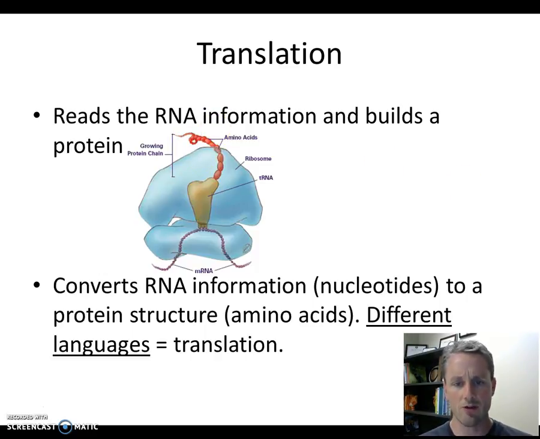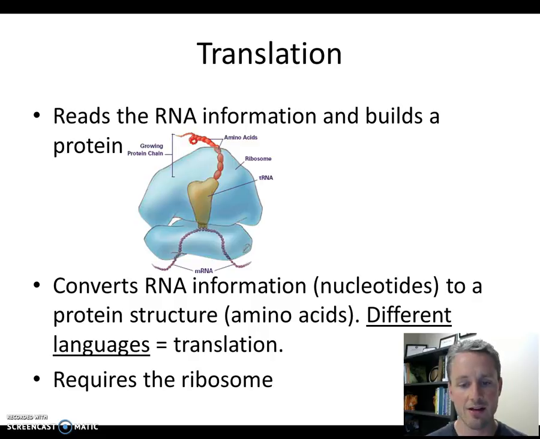So if we describe it, we're converting RNA information, which is nucleotides, letters like A, U, G, and C. We're converting that information into a protein structure, which is built out of amino acids. What I want to point out here is that RNAs are made out of nucleotides, proteins are made out of amino acids. Those are like two different languages. So again, the name translation makes a lot of sense. We're translating RNA information into amino acid information. And so that's why we gave this process the name translation.